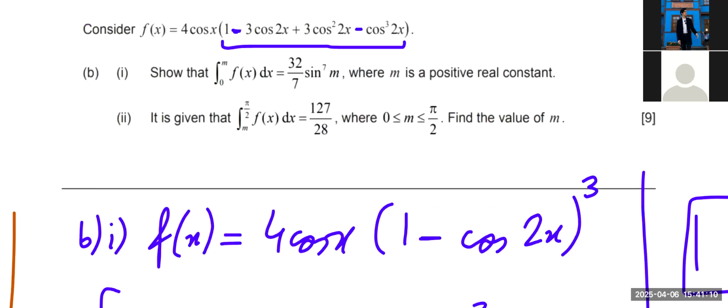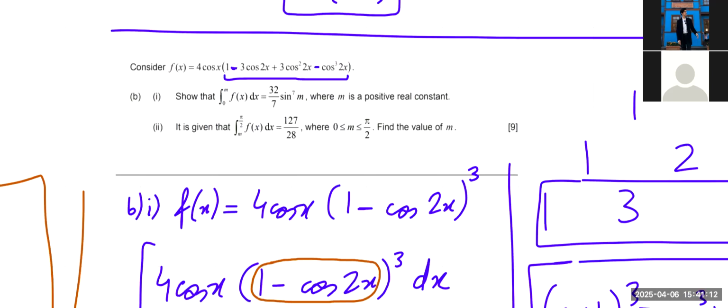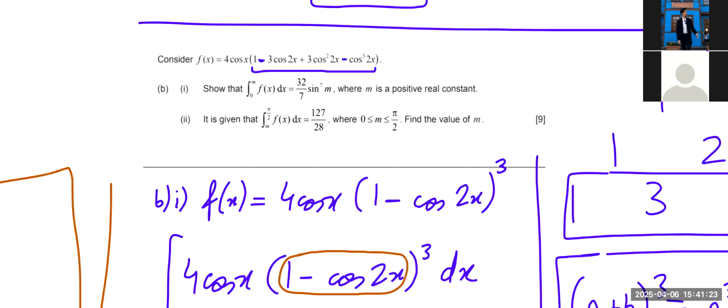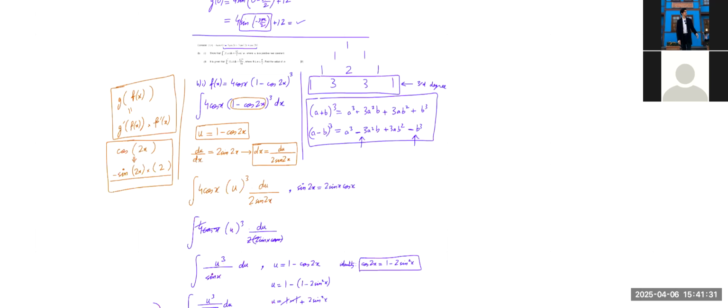Okay, so the second part is not easy again. It says that it's given that if you integrate the function from m to pi over 2, you get 127 over 28. Find the value of m. Okay, let me think about this for a second. There's a very interesting trick to this second part actually that I want to show you.